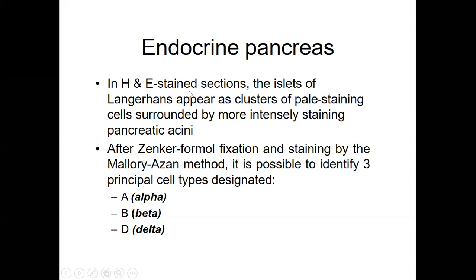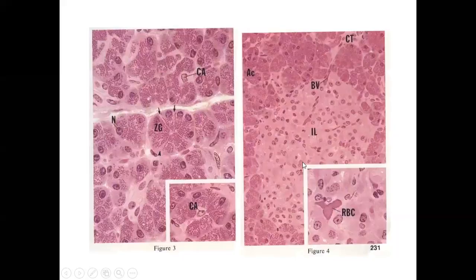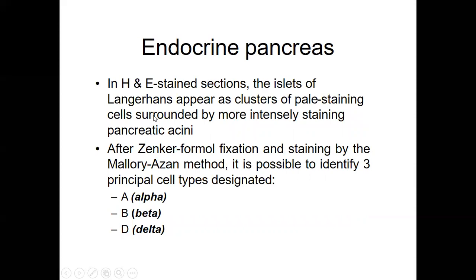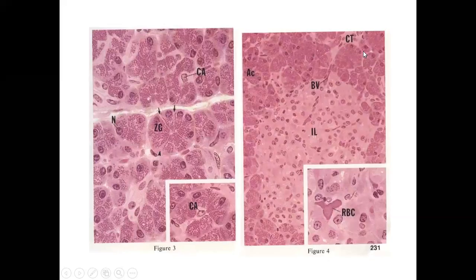In H&E staining sections, the islet of Langerhans appears as a cluster of pale staining cells, surrounded by more intensely staining pancreatic acini. The surrounding part here is the acinus that has an intense color, compared to the islet of Langerhans cells, which are pale in color.